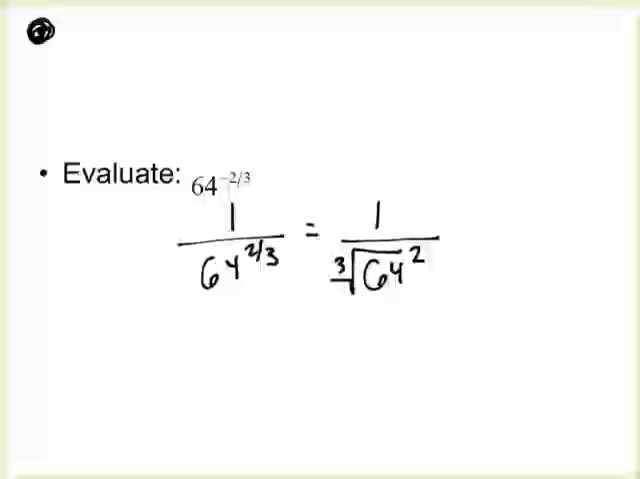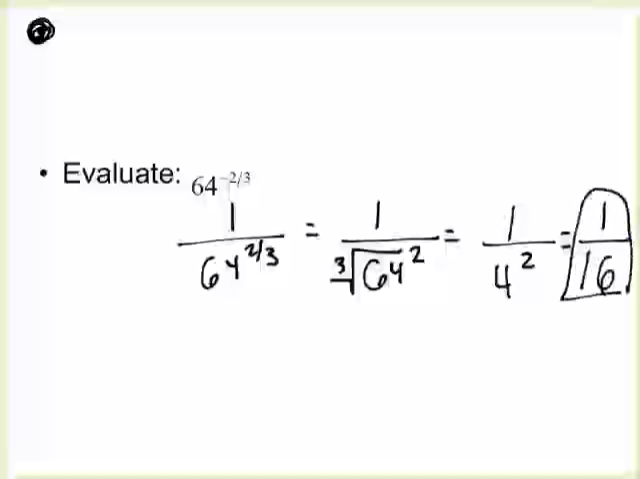The top is the power, the bottom's the root. Third root means what number times itself 3 times is 64? And that's 4. And I haven't done anything with the squared yet. 4 squared is 16. So we get 1 over 16 as our answer.